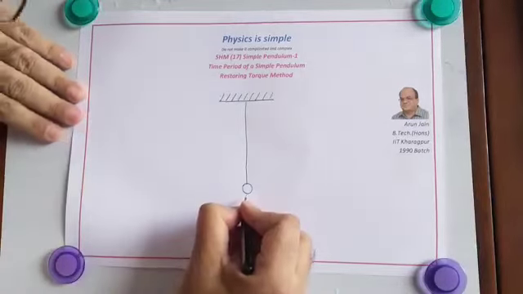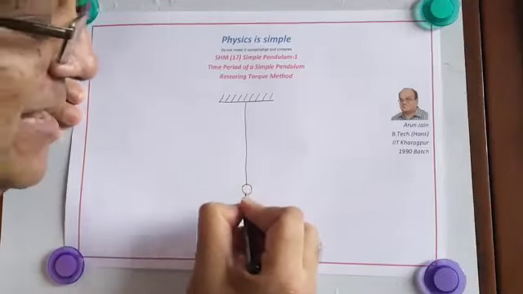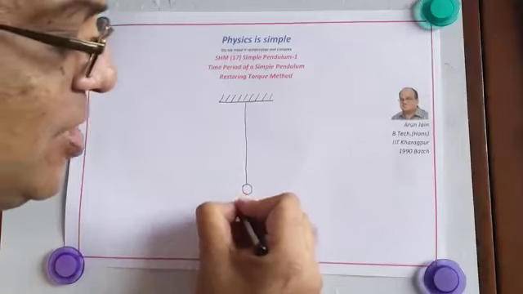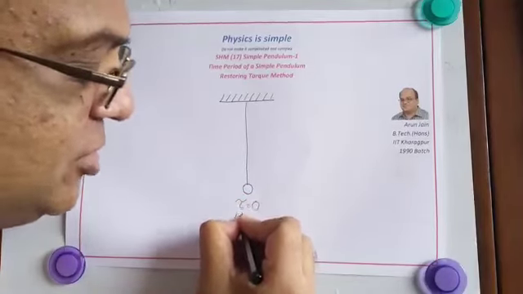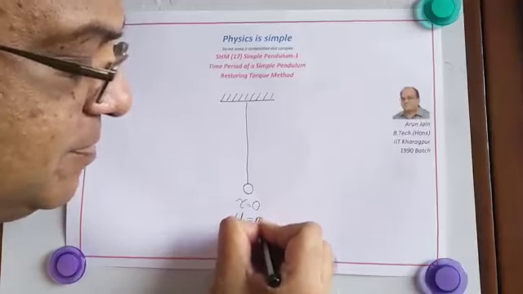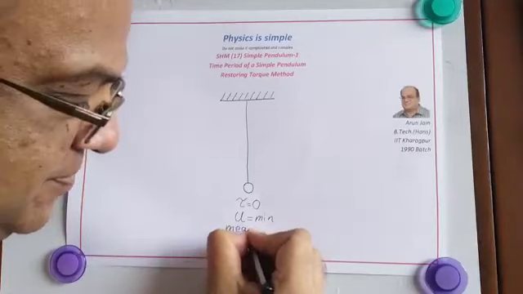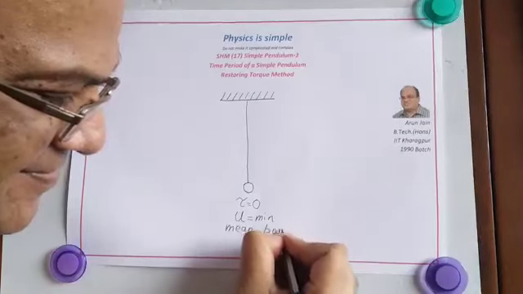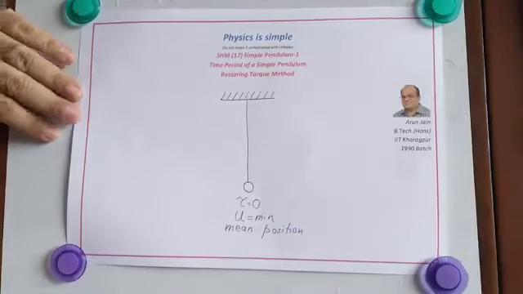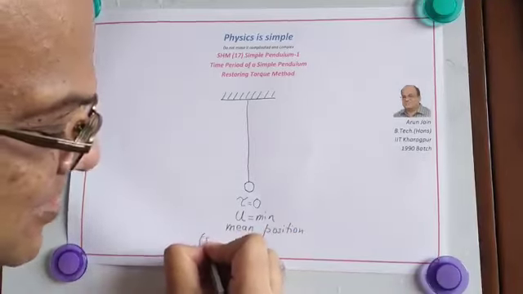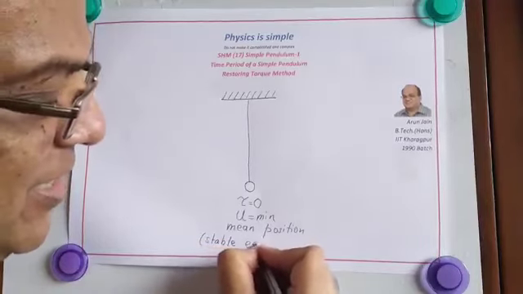This is the position at which the torque on the bob is 0. So here torque is 0. Potential energy is minimum. This is called the mean position. If you don't know the spelling of mean, you can call it the stable equilibrium position. At this position, torque is 0.